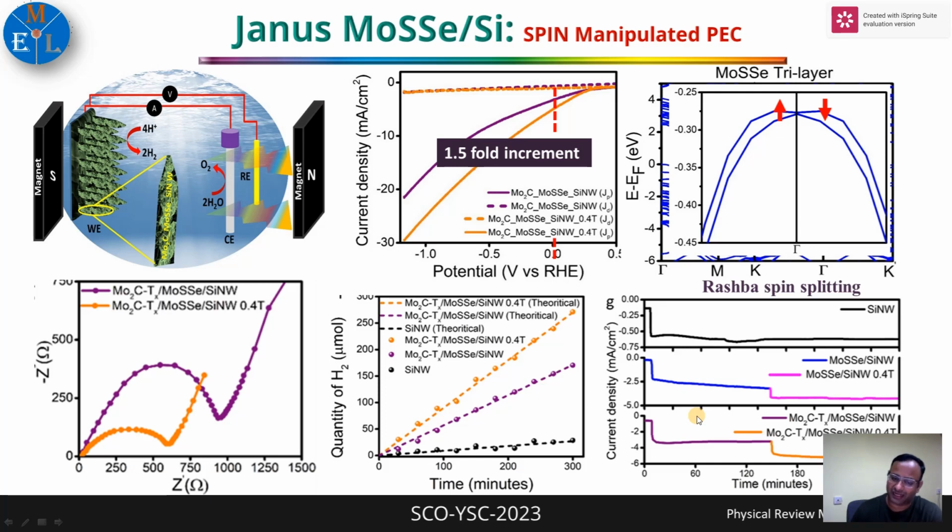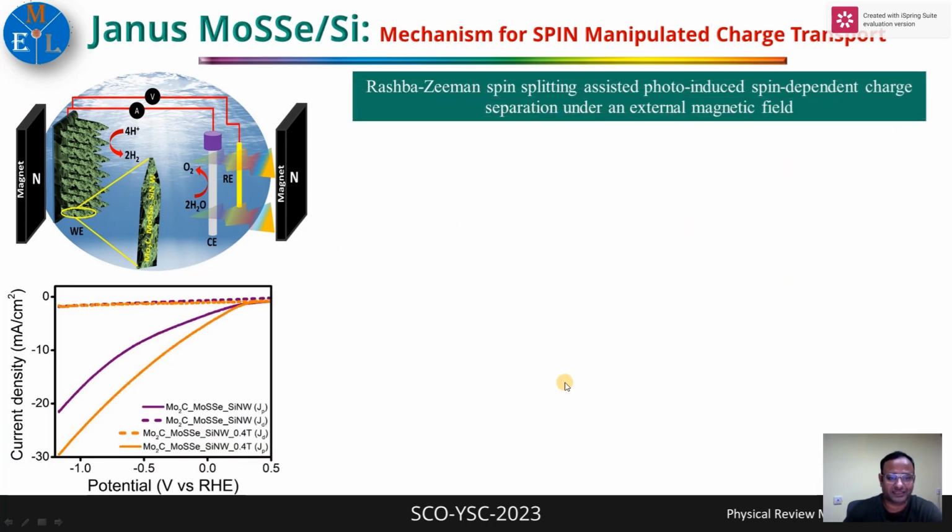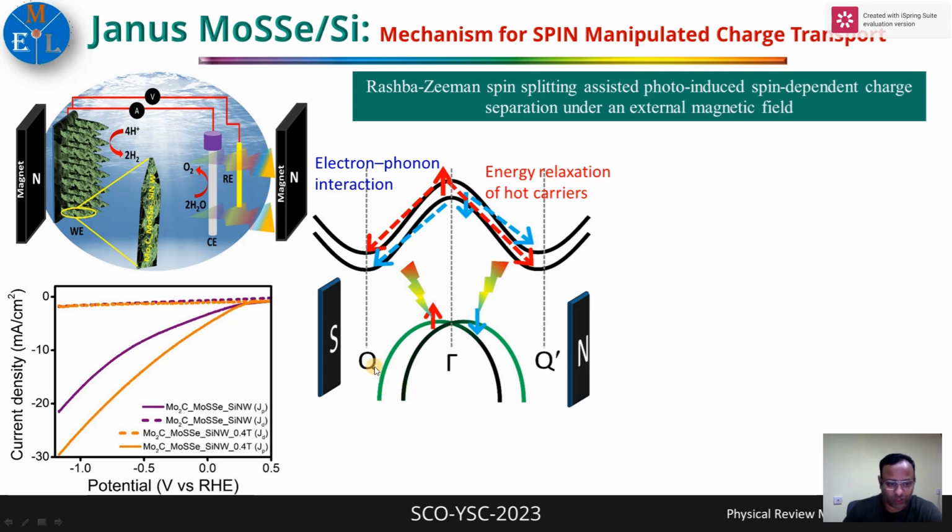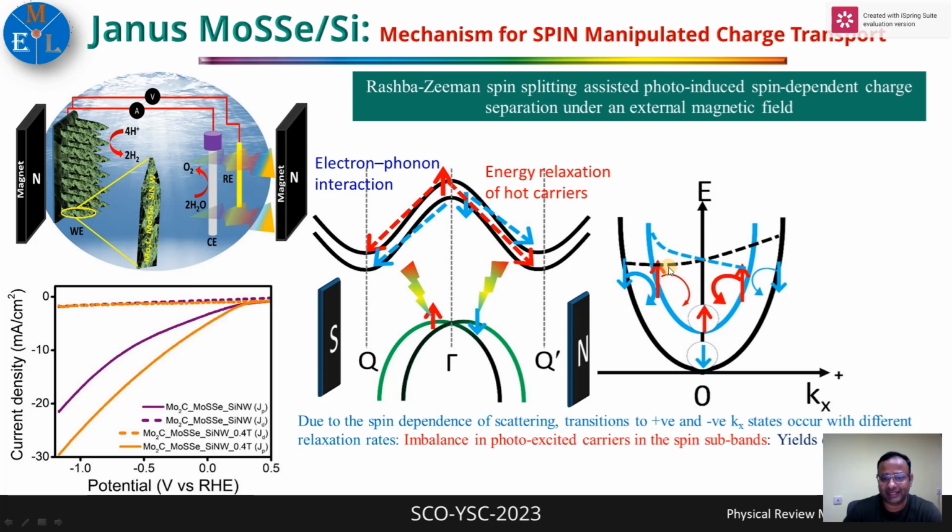We have also done other physical property measurements, magnetic measurements, and MCD experiments. Though due to limited time I am not presenting them here, we tried to understand the mechanism. The mechanism is like this: you have Rashba splitting in your valence band and Zeeman splitting in your conduction band. So what happens once you excite with a photon? Your electron from the valence band goes to the conduction band as a hot electron, and it relaxes with the phonon, and this relaxation under the magnetic field is spin dependent. So at the end you have a different probability of relaxation in this direction and this direction, so you get asymmetry in the relaxation.